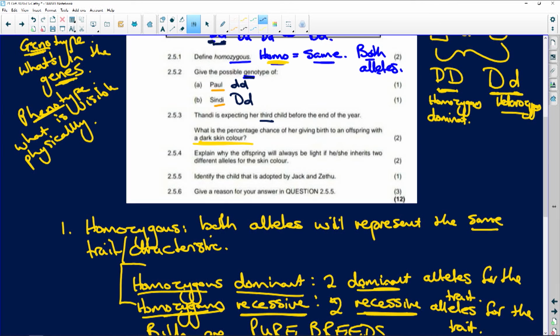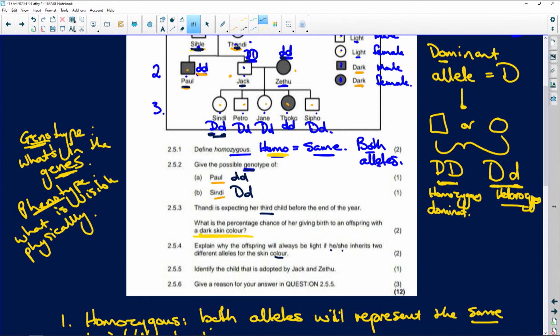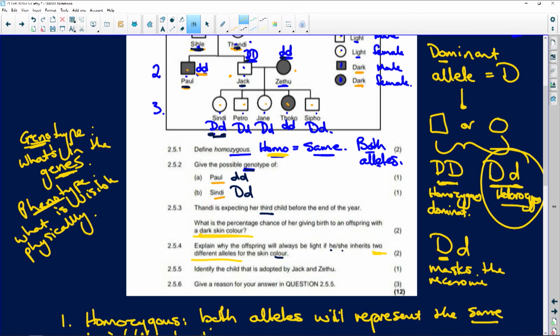Now explain why the offspring will always be light if he or she inherits 2 different alleles of the skin color, as I've explained to you already. When it is heterozygous, that's what they mean by 2 different alleles. If it's 2 different alleles, it means you've got a dominant allele and a recessive allele. It's because the dominant allele masks the recessive trait, so you're not going to see it.